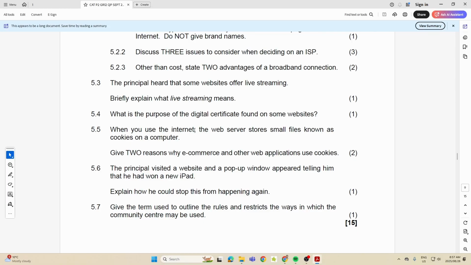Then when you use the internet, the web server stores small files known as cookies on the computer. Give 2 reasons why e-commerce and other web applications use cookies. They use that to identify users. And then they also use it to store and record your user preferences. Ever seen that when you go onto websites?